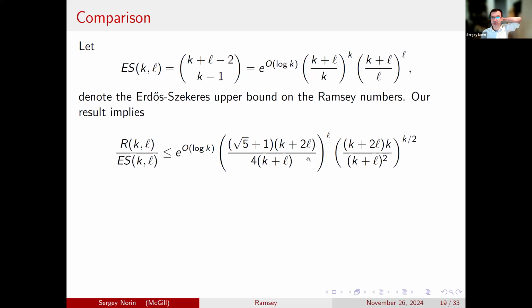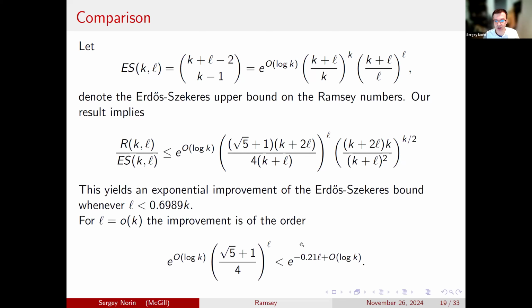The fraction on the left, unfortunately, is not at most 1 for k equal to l. In fact, the whole thing doesn't work for k equal to l yet. But if l is much smaller than k, then it's about ((√5 + 1)/4) to the l, and that's a substantial exponential improvement. So for l much smaller than k, it actually improves a lot on the Erdős-Szekeres bound. In fact, this bound is already an exponential improvement for l less than 0.7, roughly, a bit worse of k.